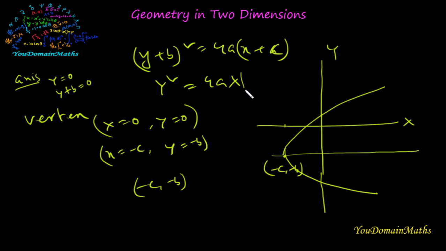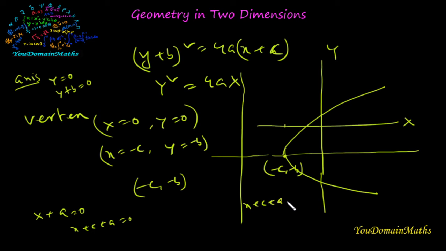And similarly, there is a directrix, and the equation of the directrix is capital X plus a equal to 0, and then x plus c plus a equal to 0. So this is x plus c plus a equal to 0.